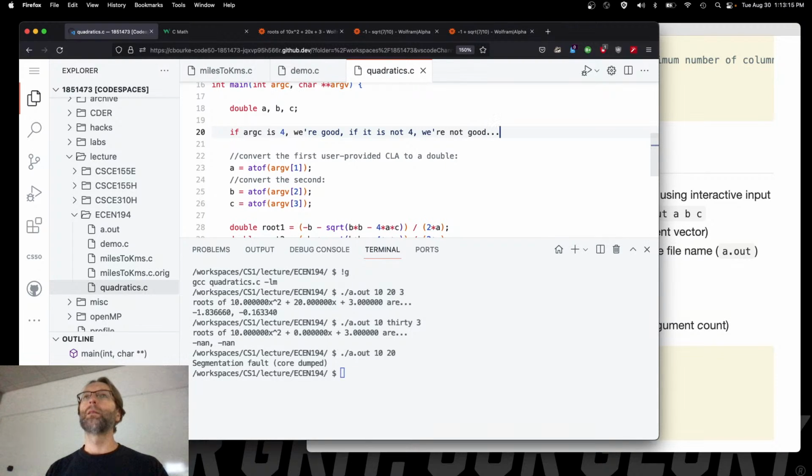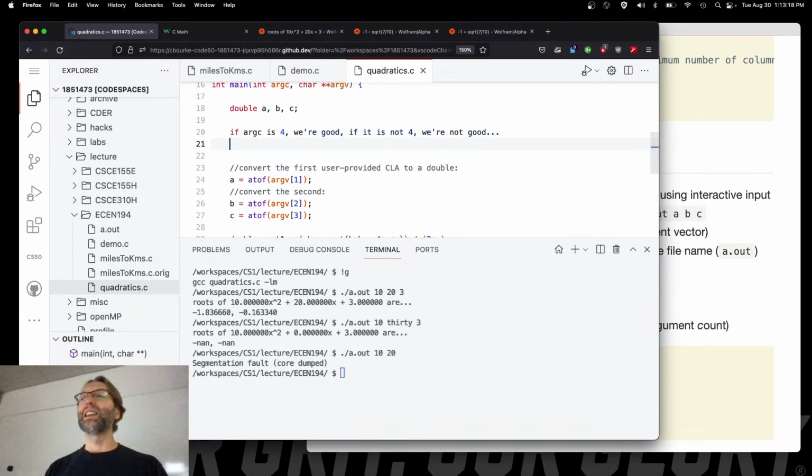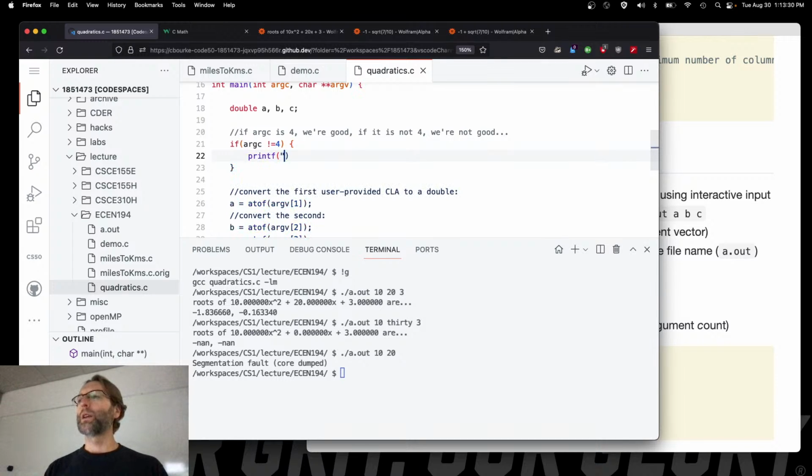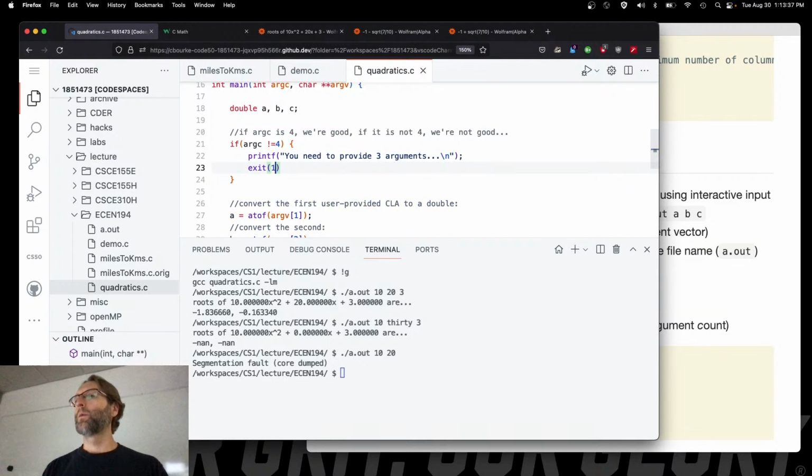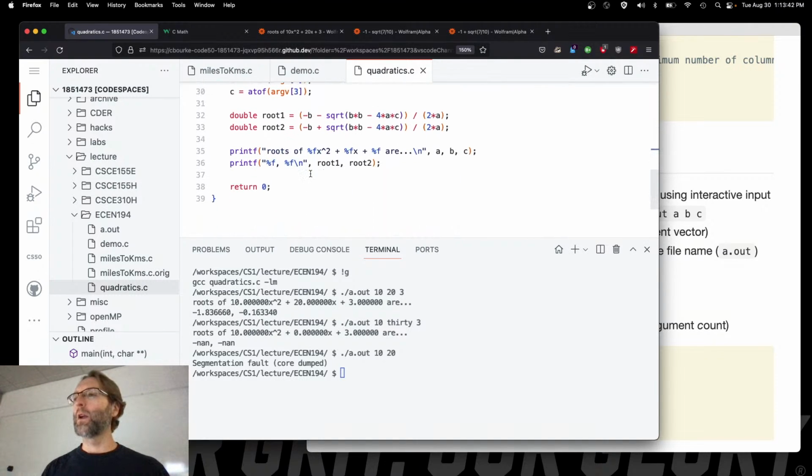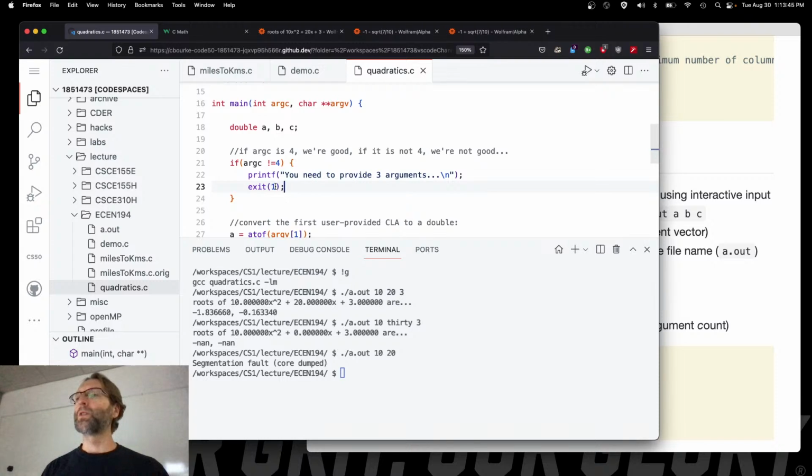Let me go ahead and translate that into C code. And this is a preview of Thursday and the last thing that we'll do here. If argc is not equal to 4, then we will print an error message. printf, you need to provide 3 arguments, end the line. And we'll exit prematurely so that none of this code below is executed. We will simply quit out of the program entirely. Don't worry about that one yet. We'll talk about exit codes later.